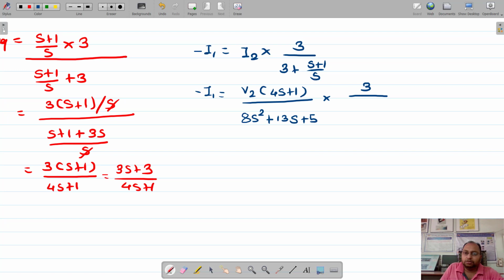Okay, let us do the cross multiplication of this one. So this is going to become (3s plus 1) divided by s, right? Okay, fine. So this denominator s will be going to the numerator. Is that fine? Okay, and let us take this V2 to the left hand side.